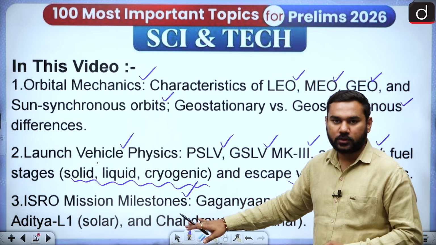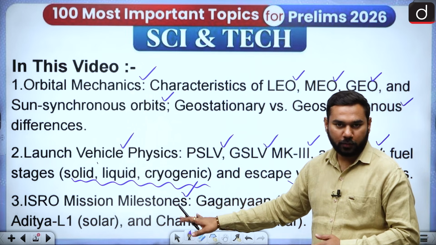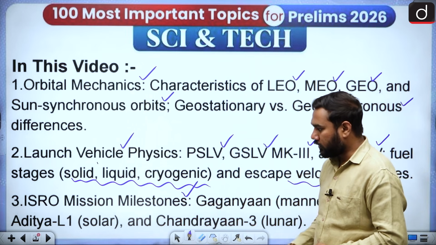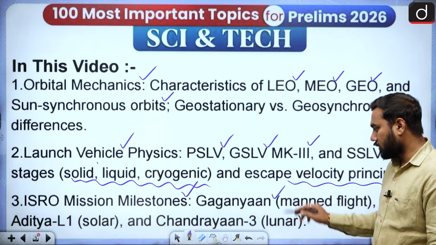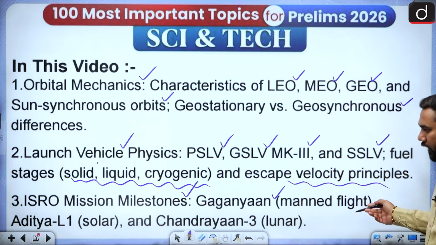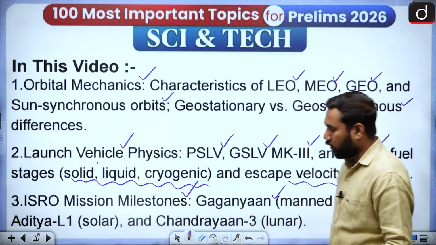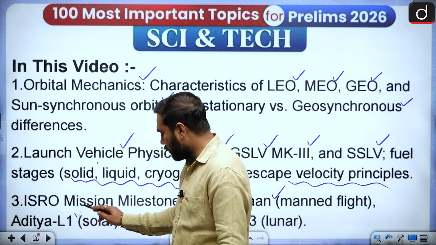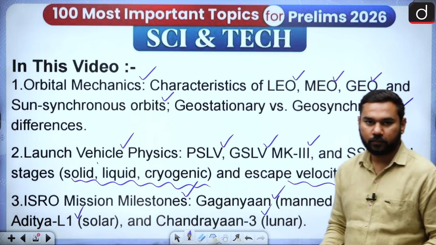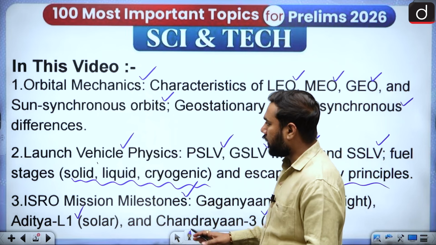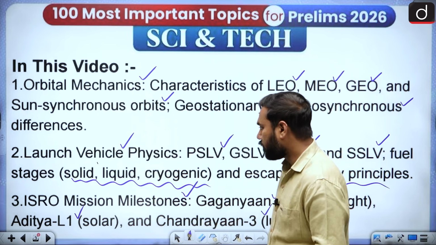But the third one, which is very interesting and a very hot topic for your prelims, is ISRO mission milestones, and the most important one is Gaganyaan, which is a manned flight. We have planned for it, but ISRO has already done the Aditya L1 mission, which is a solar mission, and also Chandrayaan 3, we know it. So this is the context that we are going to talk about in this video.